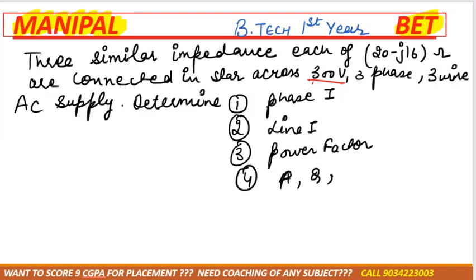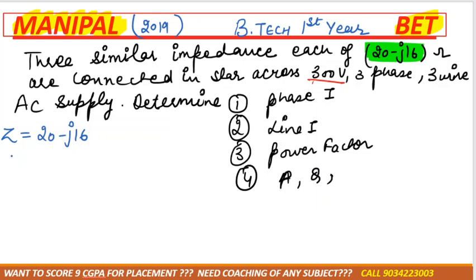The line voltage. Okay, clear? See, this is your paper question from June 2019. They said three similar impedances, each of 20 minus J16. So we can consider Z is given. Z is how much? 20 minus J16 is given.